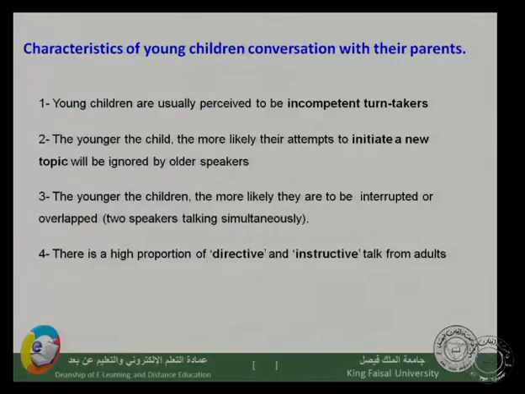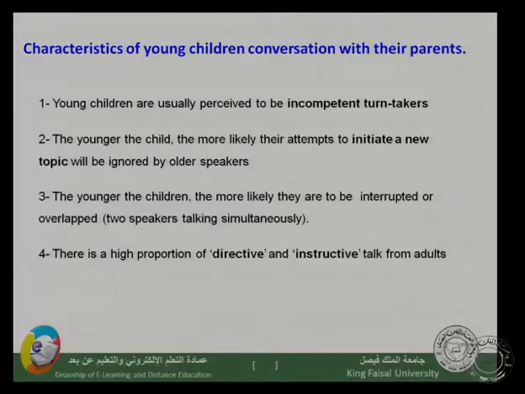Then we move to the characteristics of young children's conversation with their parents. When a little child or a young child holds a conversation with his father and mother, when there is a conversation between parents and their children, what are the characteristics of the language used in this conversation?